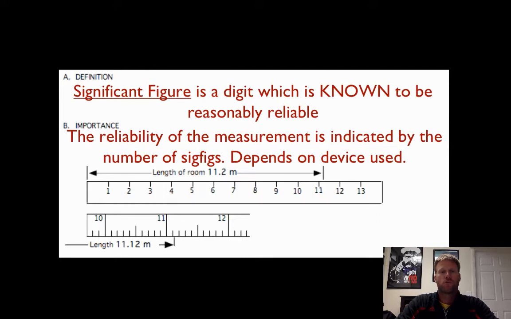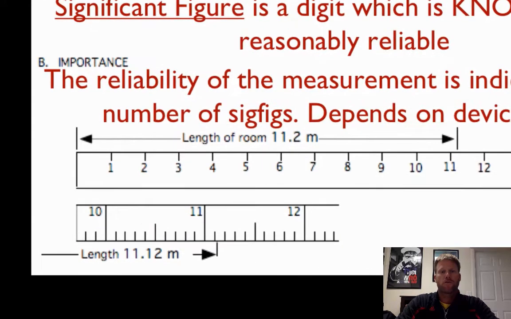Take these two rulers, for example. The first ruler has markings for every meter. We can definitely determine the length of the room to the nearest meter, but then we can also estimate to the tenths place. A correct measurement with this device would be 11.2 meters, which is 3 significant figures. A length of 11 meters would have too few sig figs, while a length of 11.25 would have too many sig figs. A good scientist needs to record precise data.